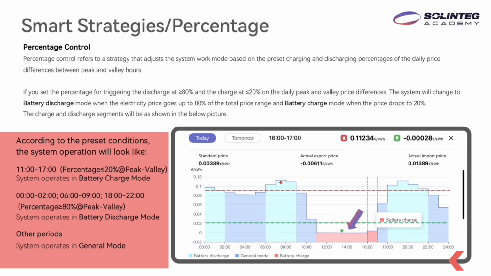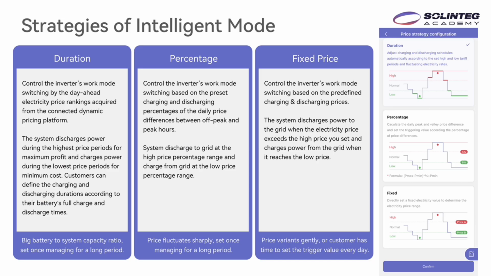And for the time over here, they are under the lowest price standard. So for this period of time, the system will run in battery charge mode. And for all the rest of the time, the system will run in general mode. Okay, so that is the principle of the percentage control strategy. Well, let's move to the third part.